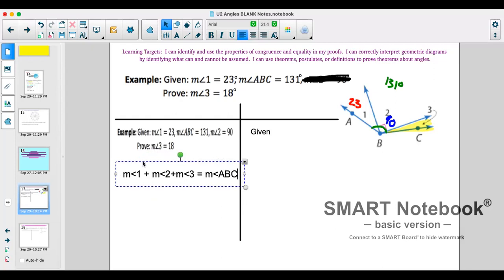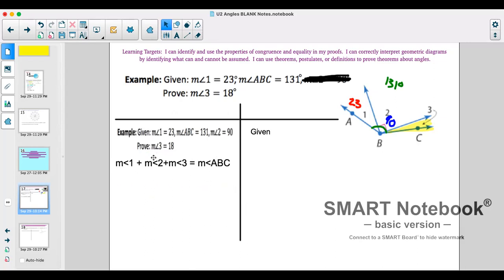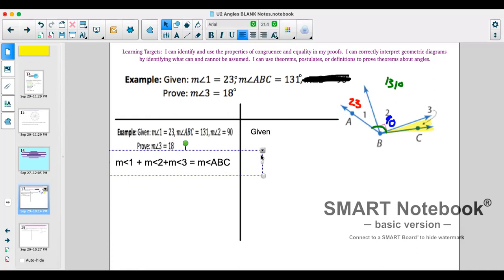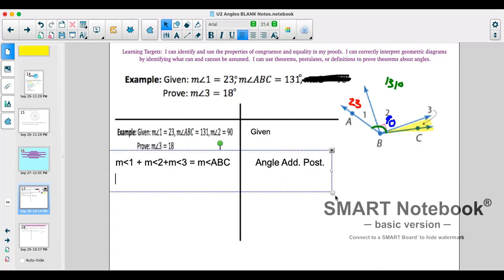How do I know that? Where did that come from? Well, I'm looking at the diagram. Angle 1 plus angle 2 plus angle 3 gives me the total of that largest angle ABC. Okay. And what's my reasoning for that? Angle addition postulate. So just like segments, add the pieces of the segments to get the total segment measure or segment length. Same thing with angles. I'm going to add all the small angle measures to get the one total or the one big angle measure.